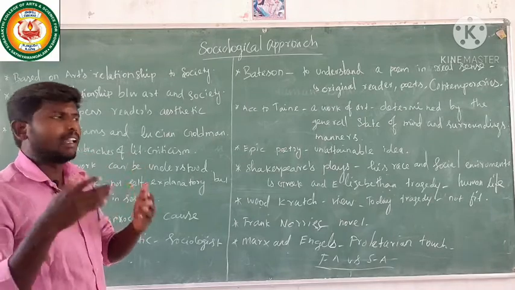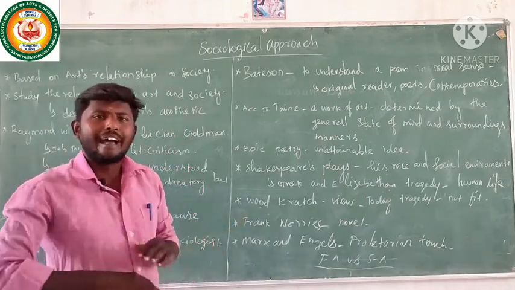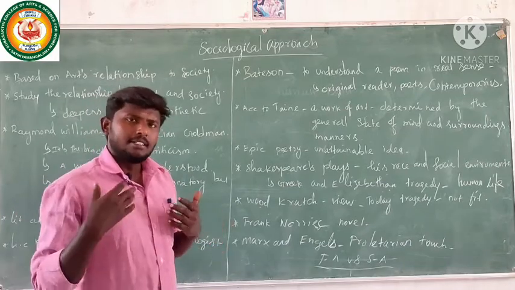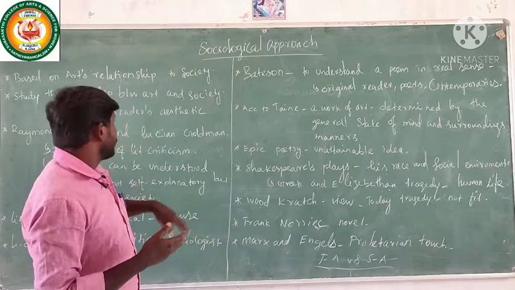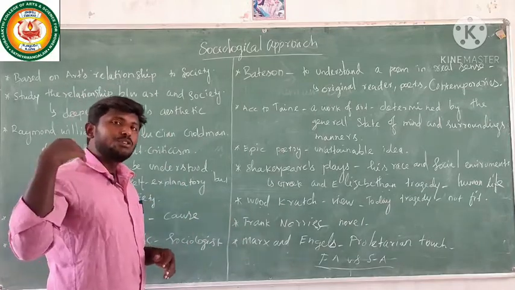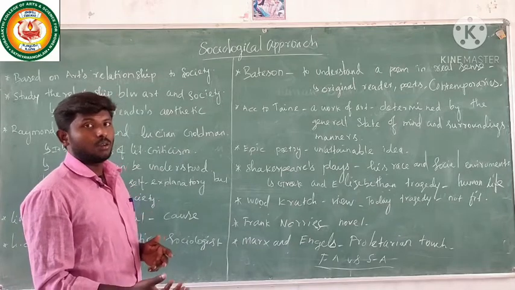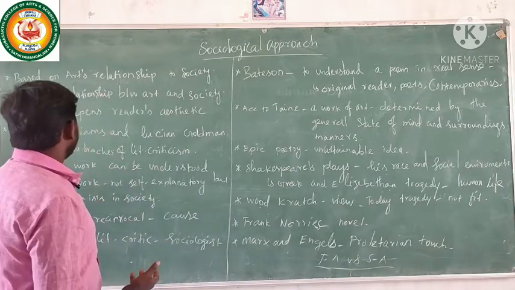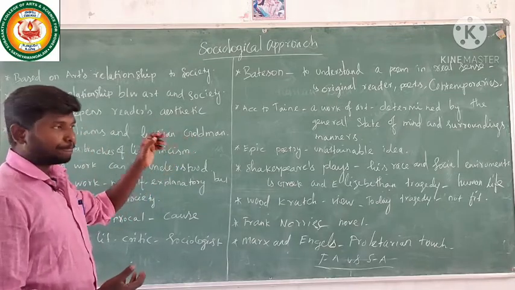Art is nothing but drama, novels, short stories, film, songs, everything, in written or spoken format, that gives pleasure to us. That is art for us. So what is the relationship between society and art? How does art come to the society? So it is based on art's relationship to the society.